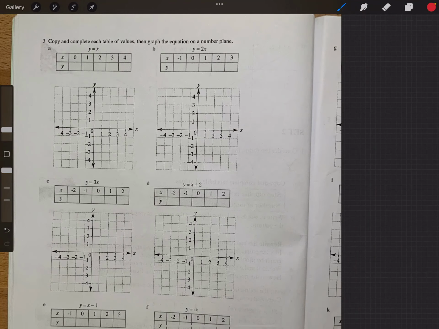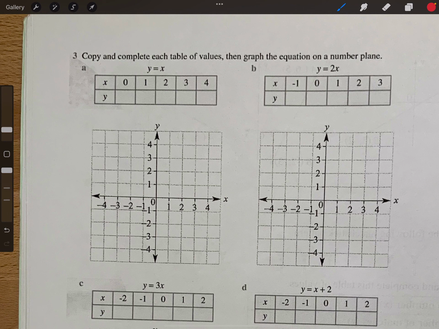Question 3 says, copy and complete each table values, then graph the equation on a number plane. So this is the easy one. y equals x. We have to complete this table value using that equation. If y equals x, then for the first one, if x equals 0, then y is equal to 0. x equals 1, y equals 1, and so on. Because y is equal to x. They're equal to each other.